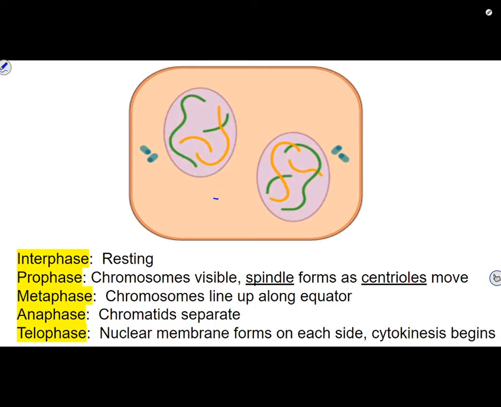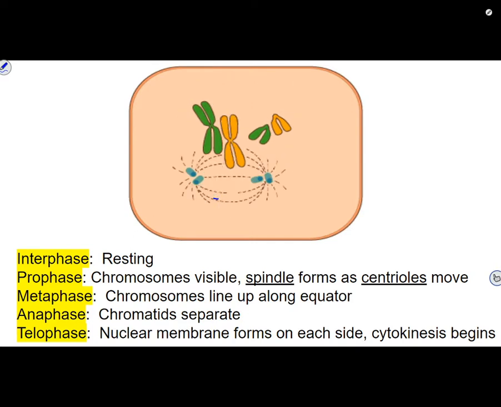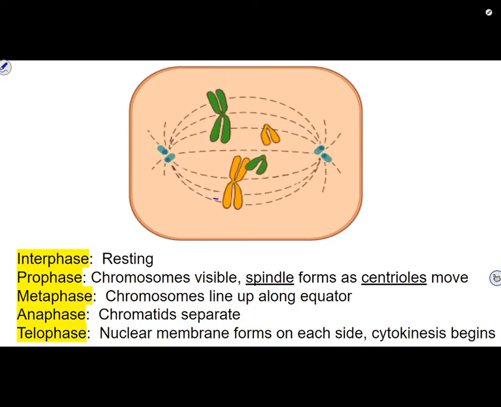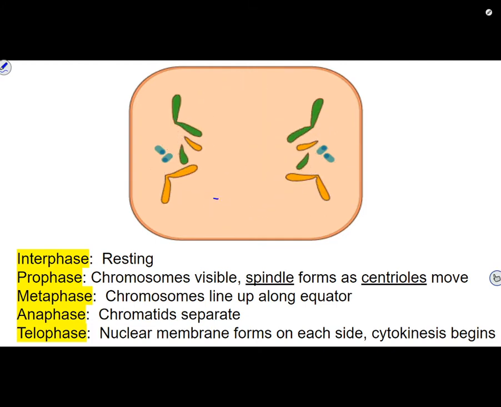The nuclear membrane comes back. Telophase starts to form, and cytokinesis right there. All right, so if you look at this, interphase is called a resting phase because your cell is there a majority of the time. It's in interphase. You've got your checkpoints, you're making chromosomes. That takes some time. Prophase, chromosomes are visible.